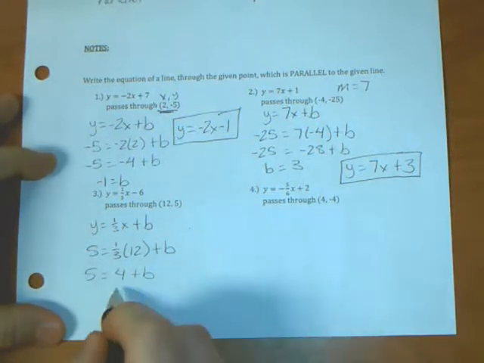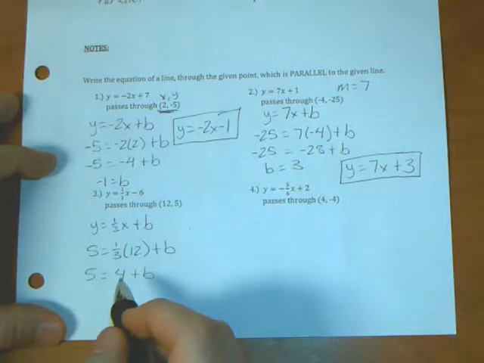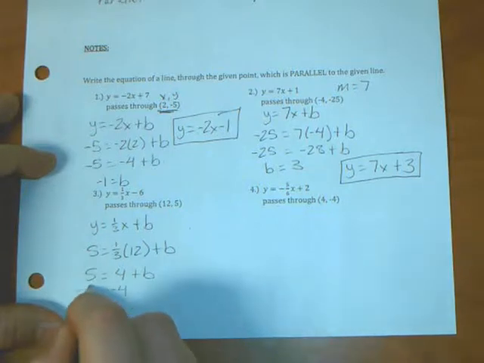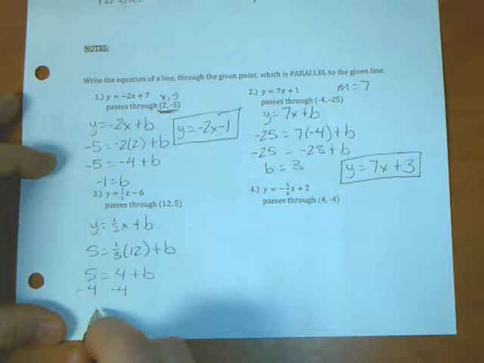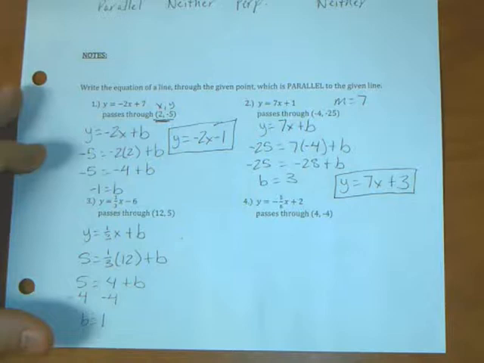So then, my next step, someone? Anyone? Subtract 4. You can say minus, I don't care. So b equals 1. So Sean, what's my final equation? What's my final equation?